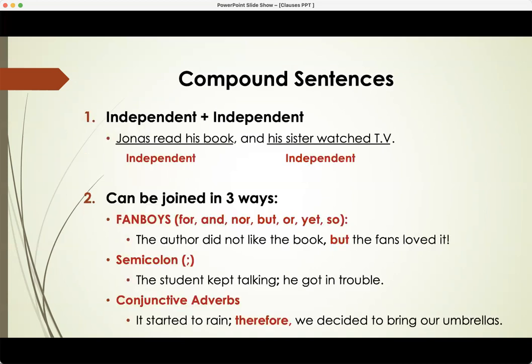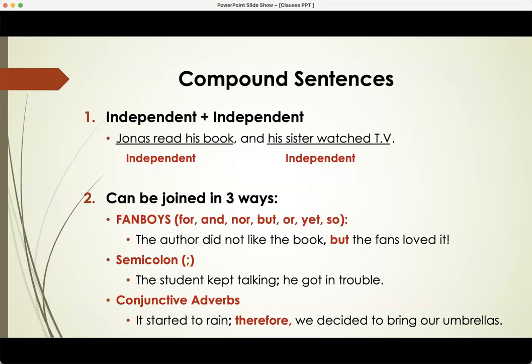Next, we have compound sentences. Now, a compound sentence is when we have two independent clauses joined together. For example, Jonas read his book and his sister watched TV. Here we have two independent clauses. And the reason we say they're independent is because each one can be a standalone sentence.